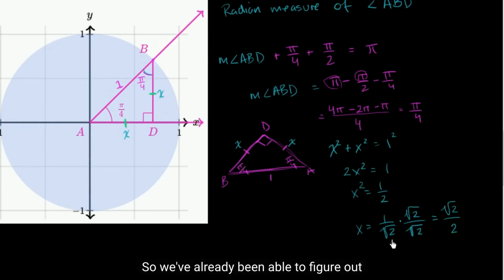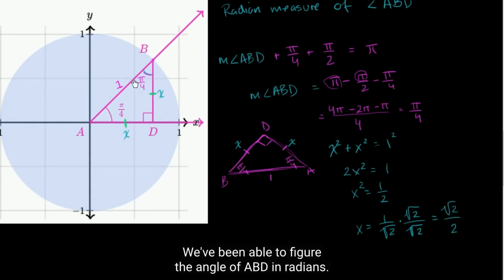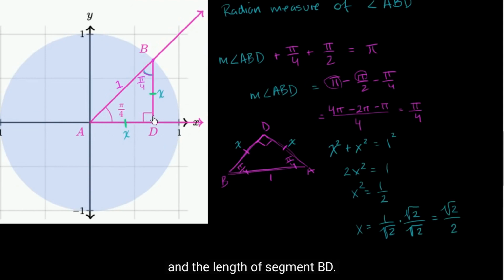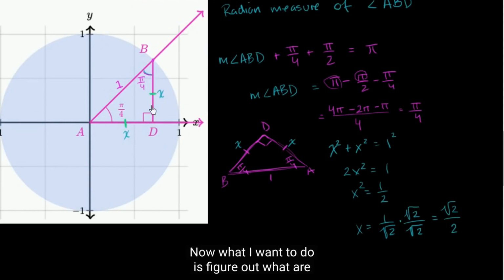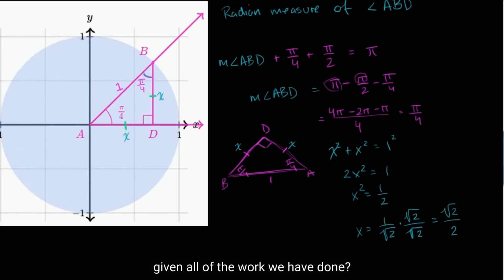So we've already been able to figure out several interesting things. We were able to figure out a measure of angle ABD in radians. We were able to figure out the lengths of segment AD and the length of segment BD. Now what I want to do is figure out what are the sine, cosine, and tangent of pi over 4 radians, given all of the work that we have done.